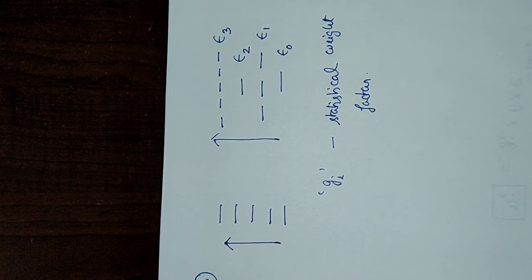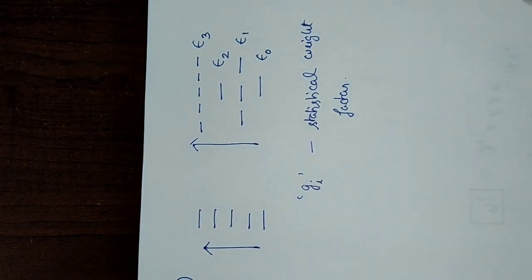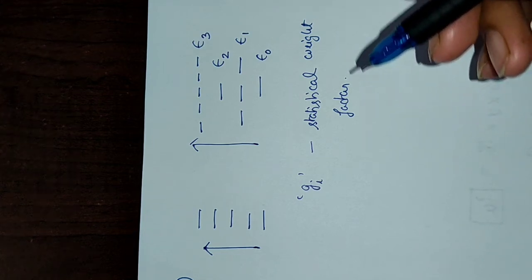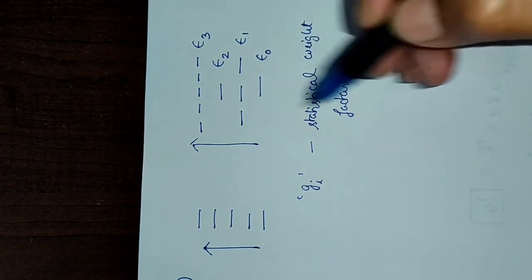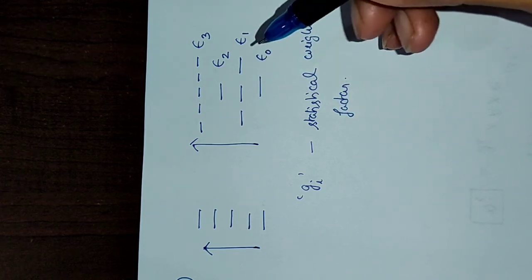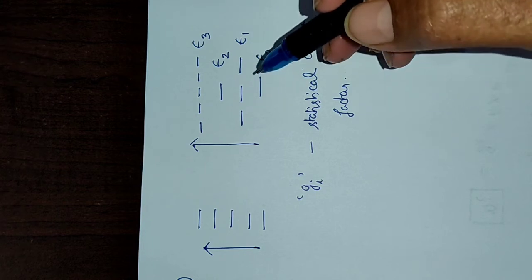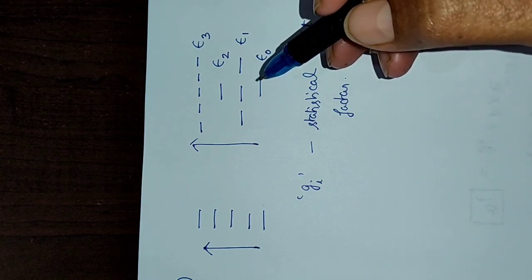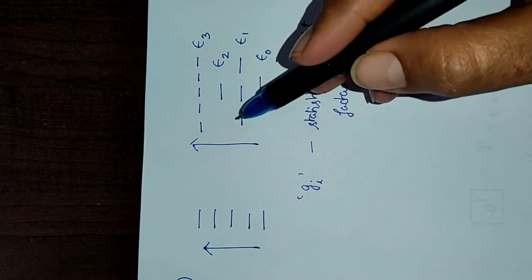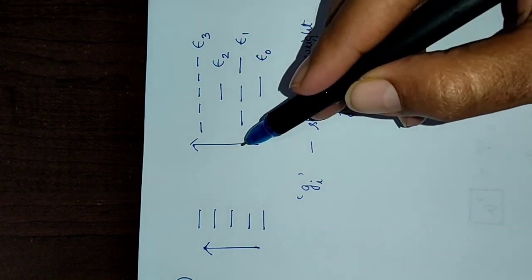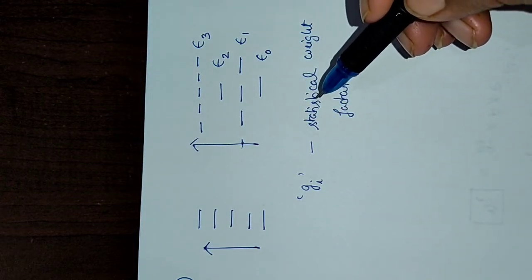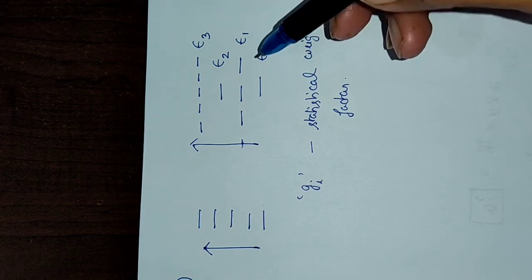Now degeneracy is defined as two or more different states of a quantum mechanical system. They are said to be degenerate if they produce identical energy values upon measurement. Or to define it simply, we can say that different states of a level that are having same energy are termed as degenerate states.